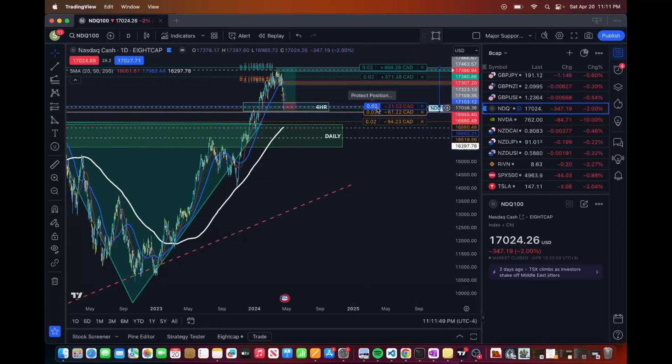Unfortunately, it's a 0.2 lot for me, which is a pretty big size. So I should have entered a 0.1 just to watch, but it is what it is. Let me know in the comment section what you guys think. This is just how I'm going to apply my trades.